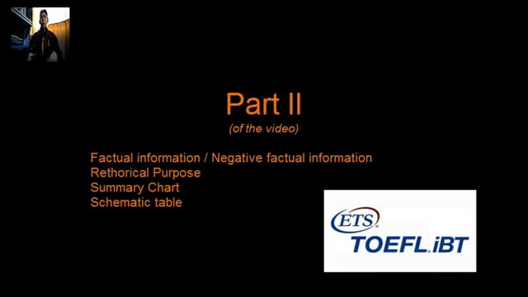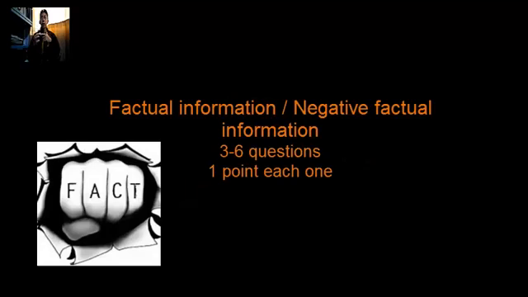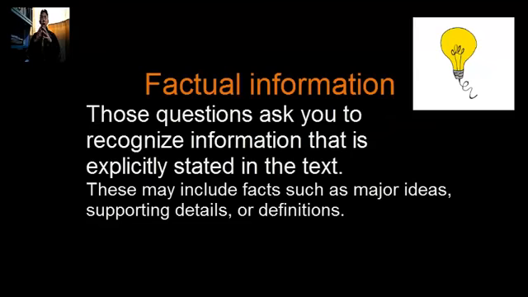This part of the tutorial is focused on questions related to factual and negative factual information, rhetorical purpose, the summary chart, and schematic table. The TOEFL exam has 3 to 6 questions of factual and negative factual information, which are worth 1 point each. Factual information questions ask you to recognize information that is explicitly stated in the text.